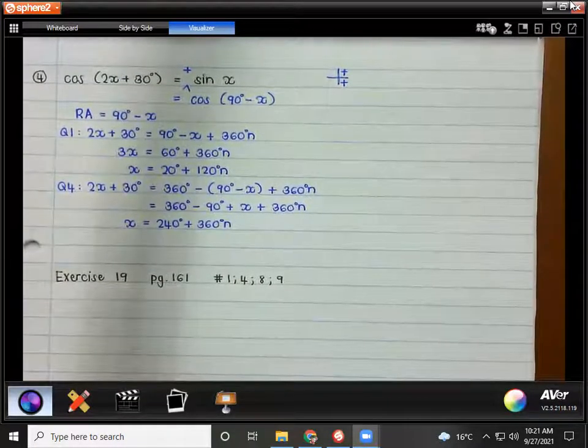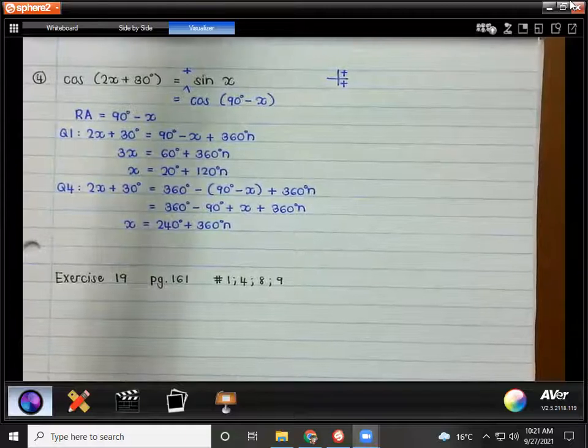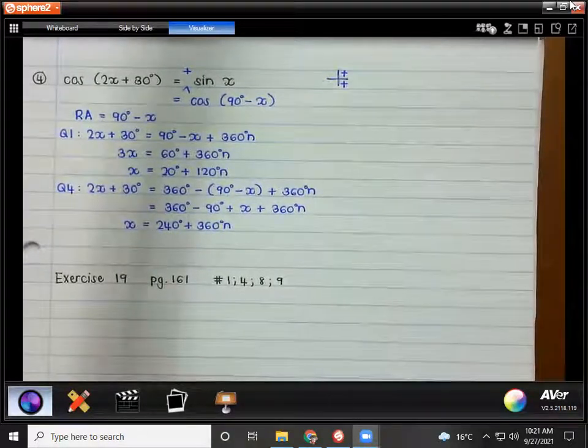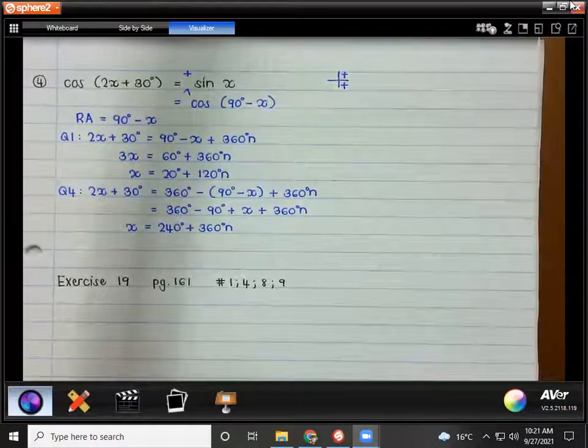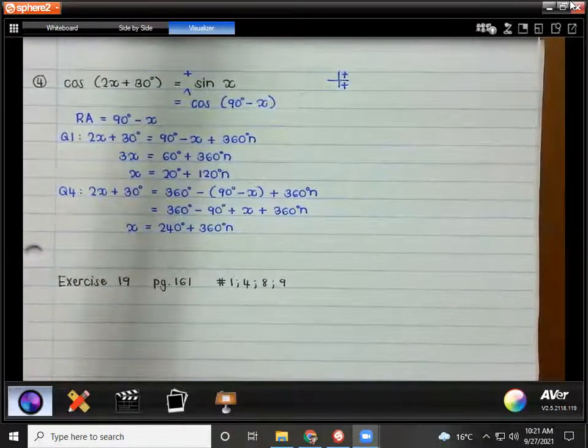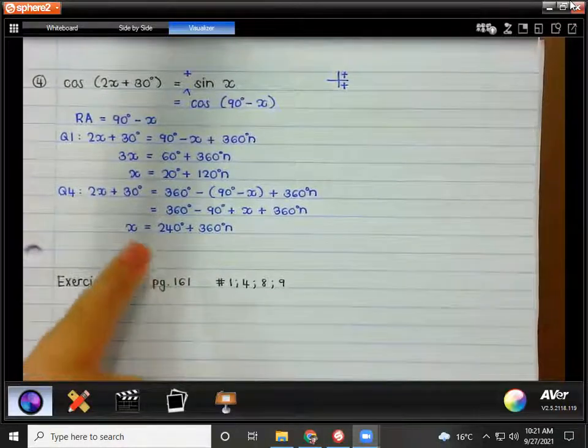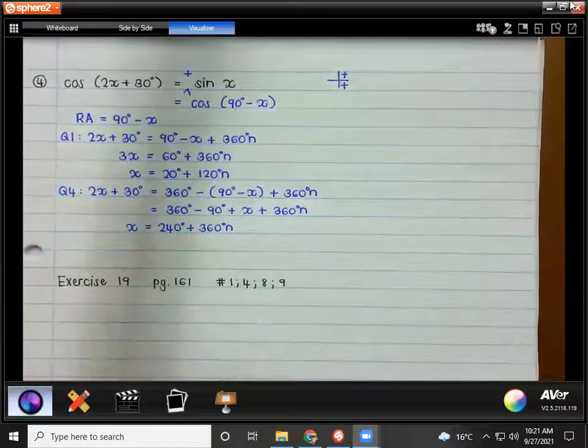Okay, looks like most people are pretty much done. Okay, there we go. That's what I got. For the first one, 20 plus 120n, because you have to divide by 3. And then for the second one, the quadrant 4 solution, 240 plus 360n.